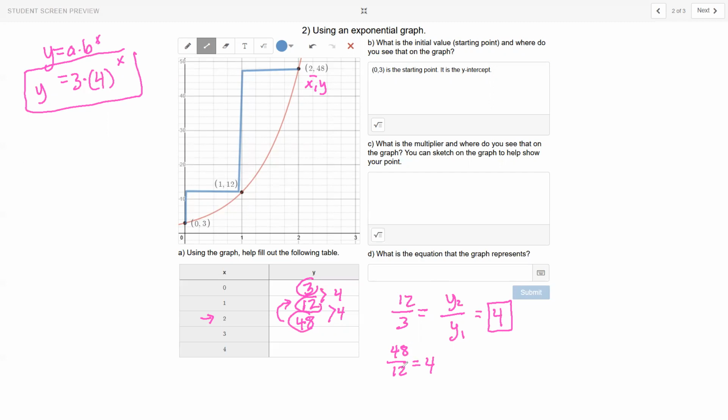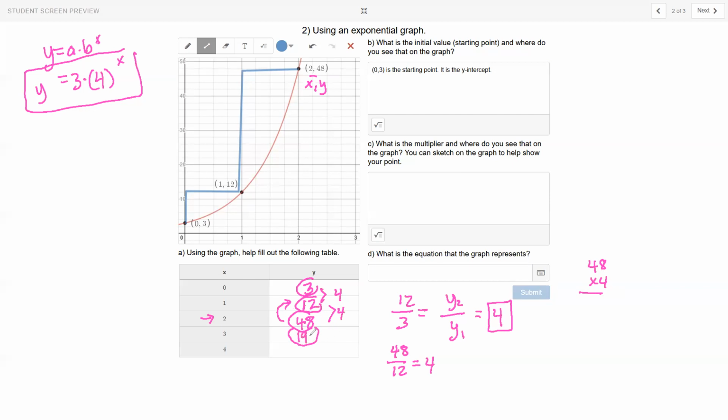48 divided by 12 is 4. 12 divided by 3 is 4. So we have a multiplier. So how do I find the next term? Multiply 48 by 4, which is 192. All right. Yep, I put it in my calculator and verified that. Yes, it is 192.